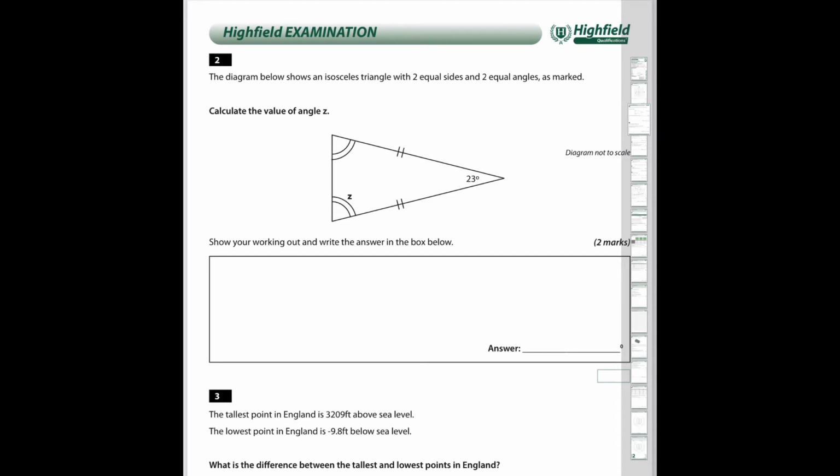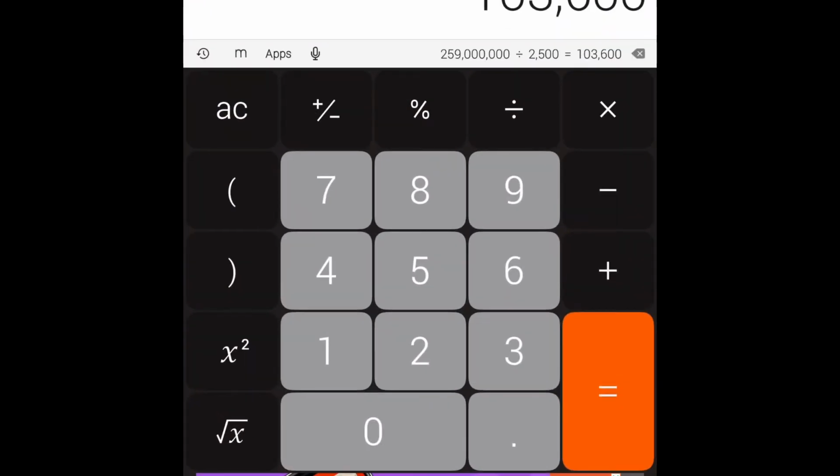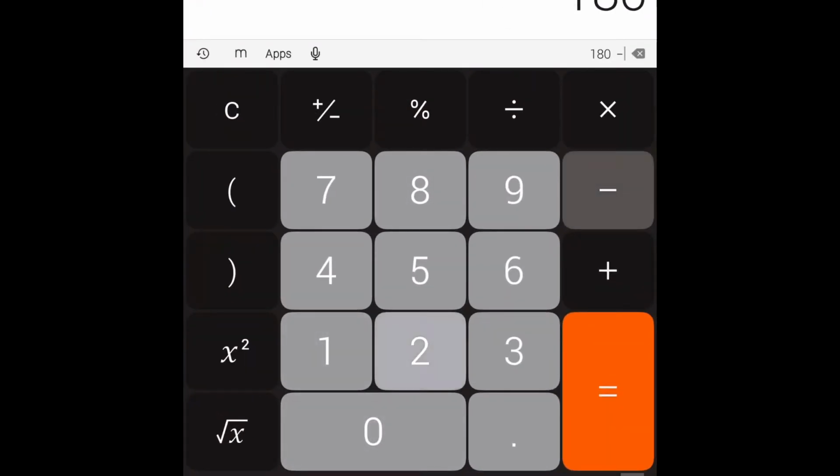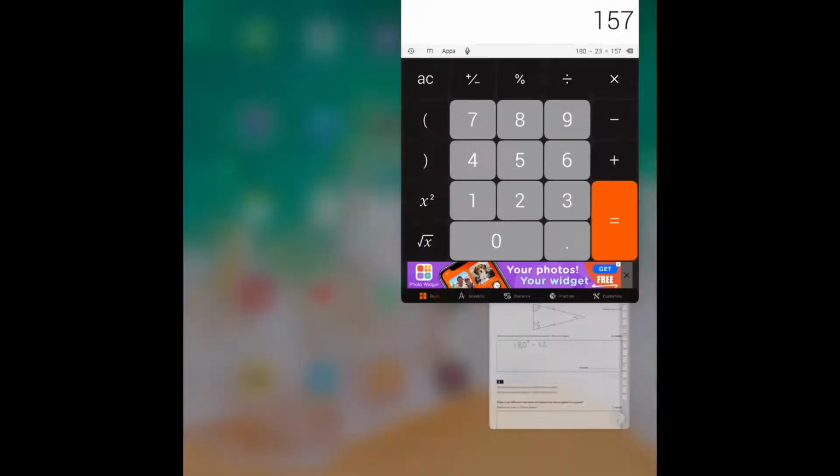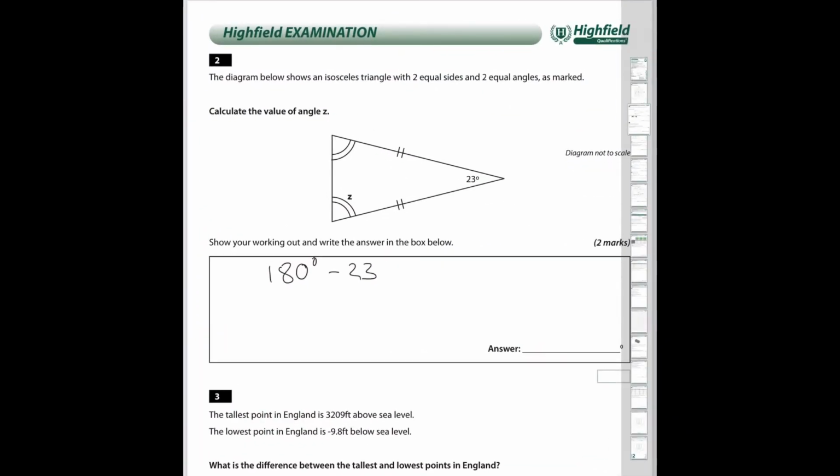Question 2. The diagram below shows an isosceles triangle with 2 equal sides and 2 equal angles as marked. Calculate the value of angle Z. So we know that a triangle's angles always add up to 180 degrees. We've got 23, so we'll take 23 off that. 180 minus 23. If you can just use your head, you don't have to use a calculator. That's 157.